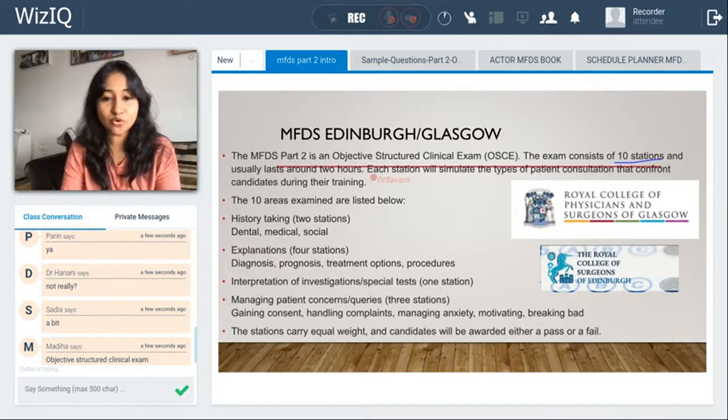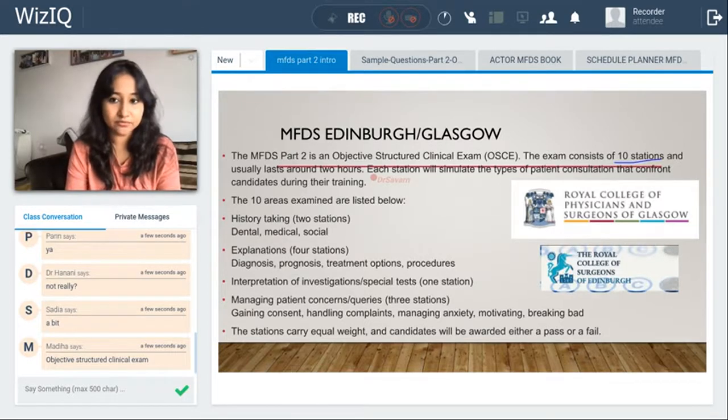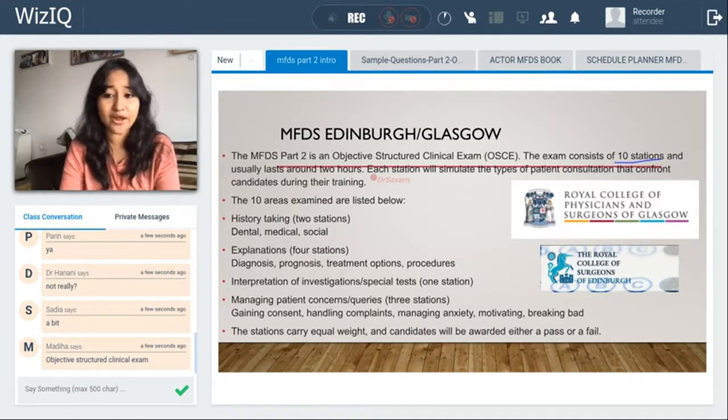As you go inside, there would be a hall kind of a place, and there will be different rooms. In every room there is an actor patient who's sitting there, and there is an examiner. The examiner would not be talking to you or interacting with you. Basically all they would do is they are silent watchers. They would just be marking you based on various things.